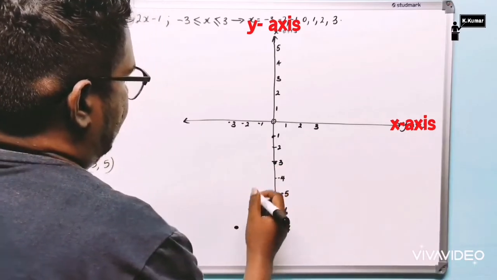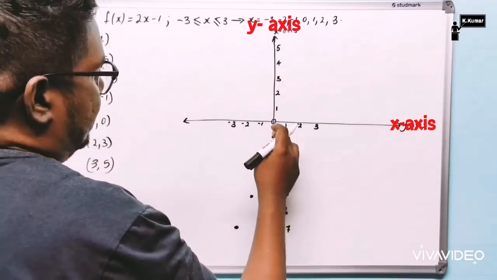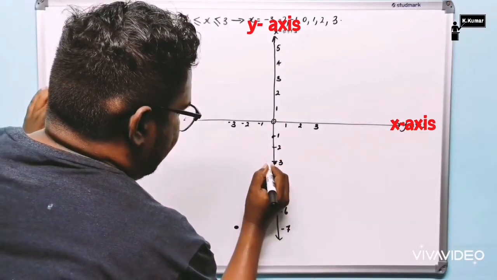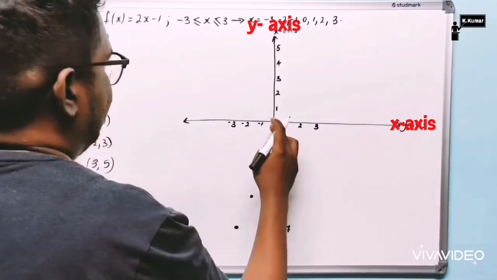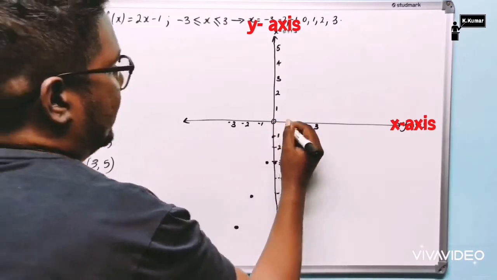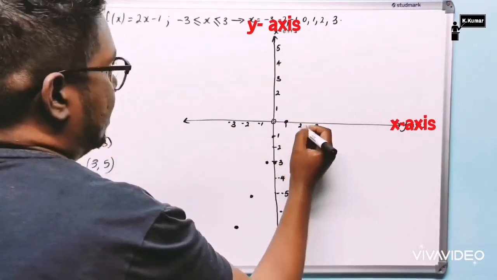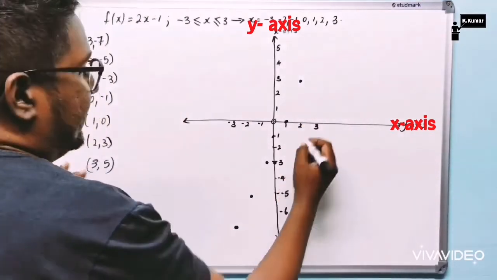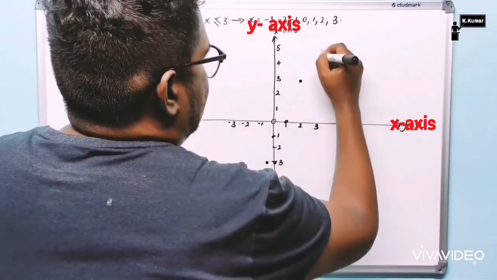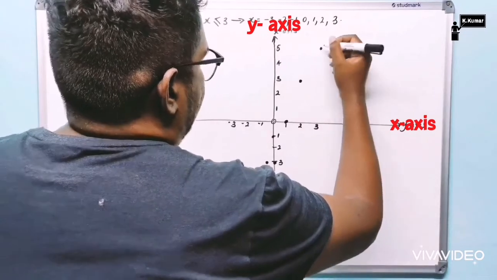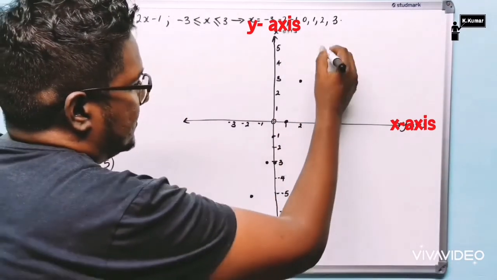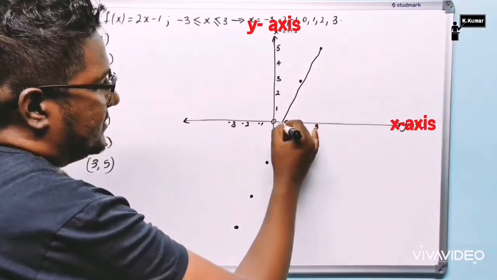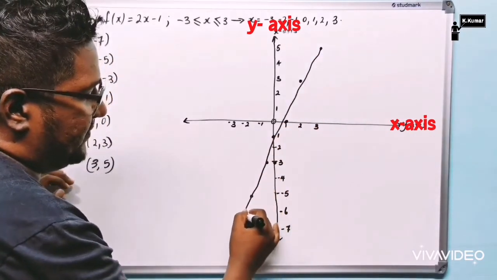Alright. You have -1, -3, which is going to be about here. Then you have 0, -1. Then you have 1, 0, which is right here. Then you have 2, 3, which is about there. And then you have 3, 5, which is about there. Now when you connect the dots, you should get a straight line. Well, mine won't be a straight line because this is not accurate.